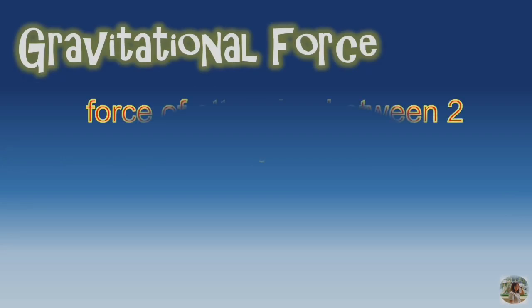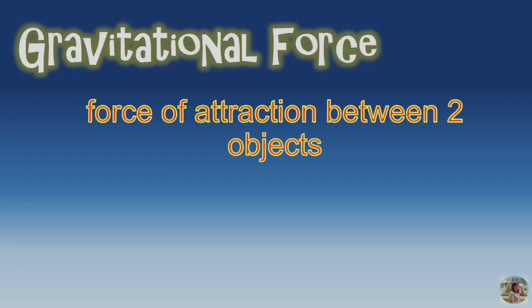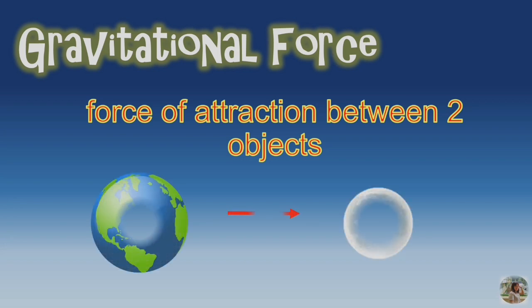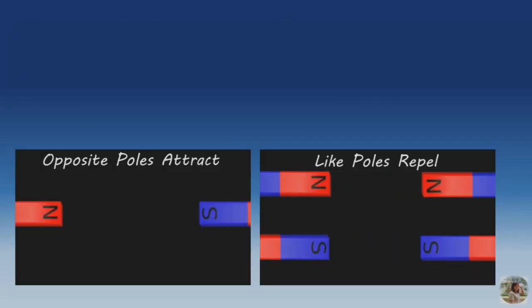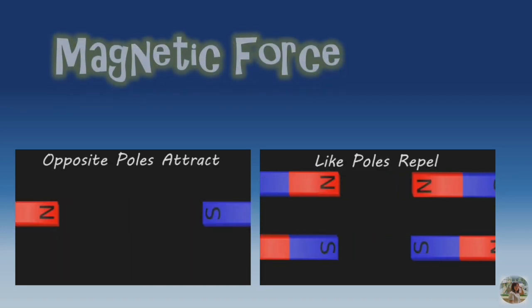Gravitational force is a force of attraction between two objects. This force tends to pull an object towards the earth. If the normal force is a force exerted from the surface upward, gravity is a type of force exerted towards the earth or downward. The other one is the magnetic force.